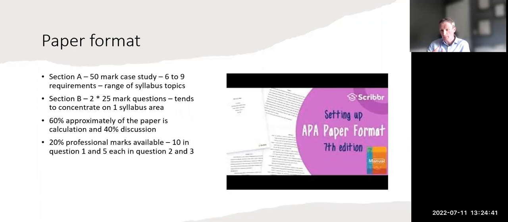So in total on the paper, there will be 20 marks available for professional marks, and that's split into 10 marks in question 1 and then 5 marks in each of question 2 and 3. All 3 questions on the paper are compulsory.